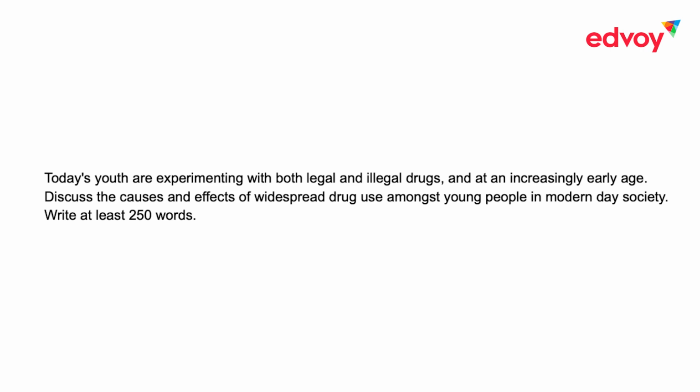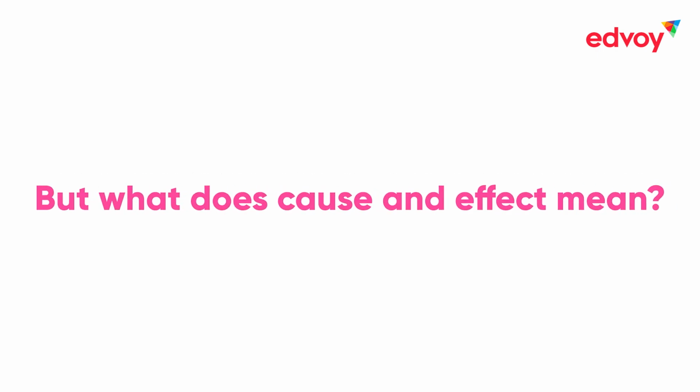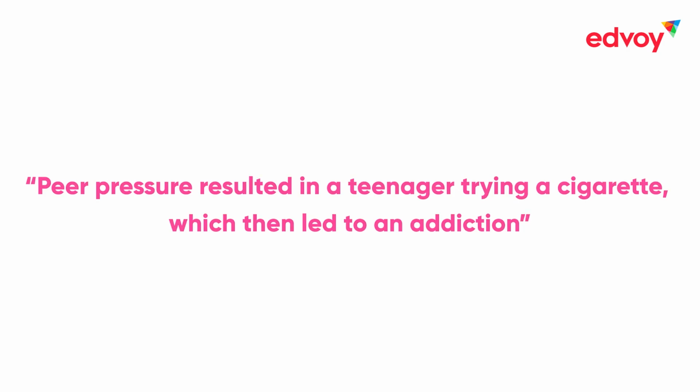The first thing you need to do is read the question to understand the topic and to check if the question is asking for you to discuss causes and effects. But what does cause and effect mean? Well, let's look at this example. Peer pressure resulted in a teenager trying a cigarette, which then led to an addiction. Obviously, this is a very simplified sentence as there are many factors that could lead to this addiction. However, in terms of cause and effect, the sentence is clear. We have the cause, which is peer pressure, and the effect, trying a cigarette and becoming addicted. One thing led to another.